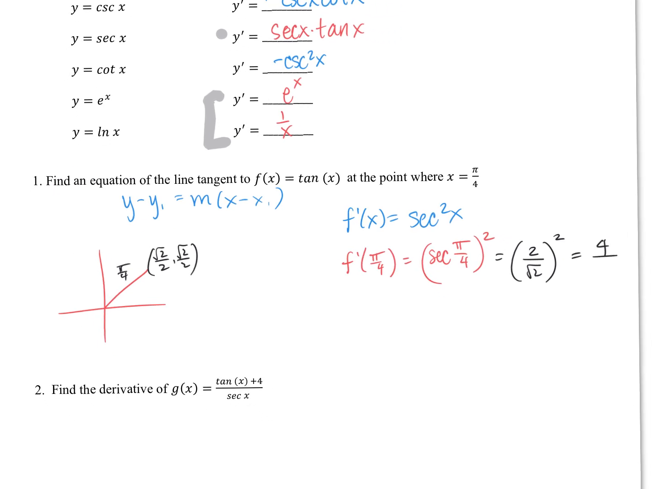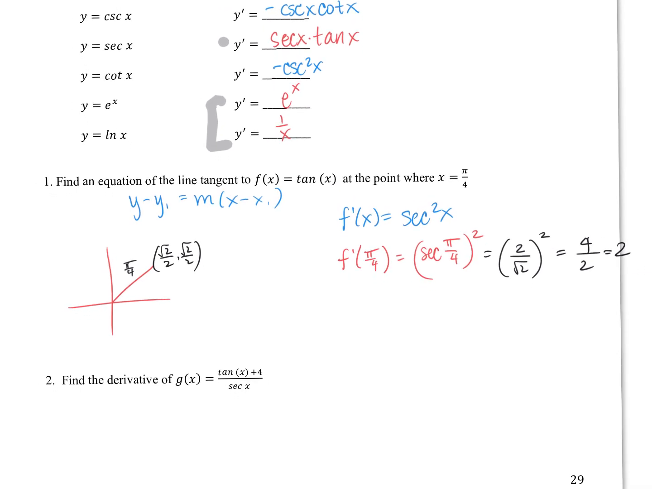4. What is root 2 squared on the bottom, or root 2 times root 2? 2. What's 4 over 2? 2. My slope is 2, so I'm going to be able to put that right here.